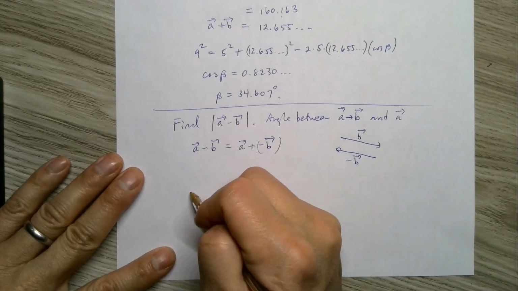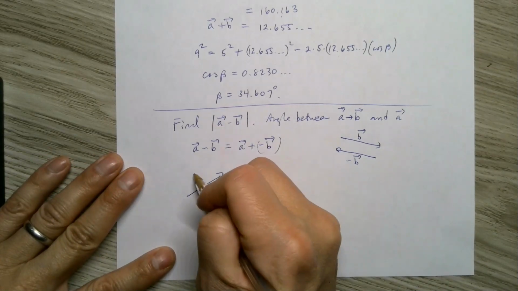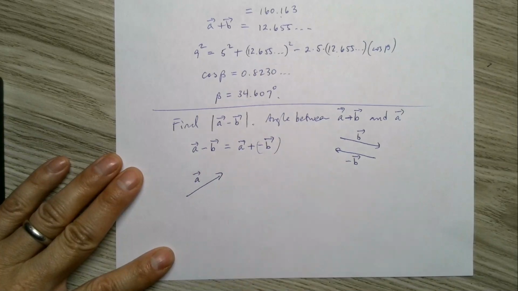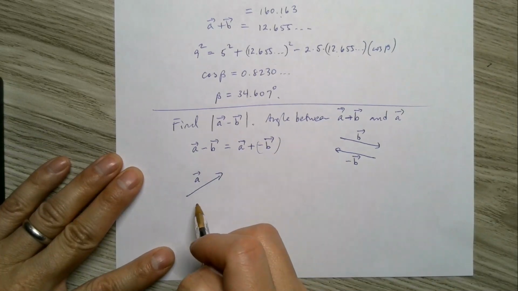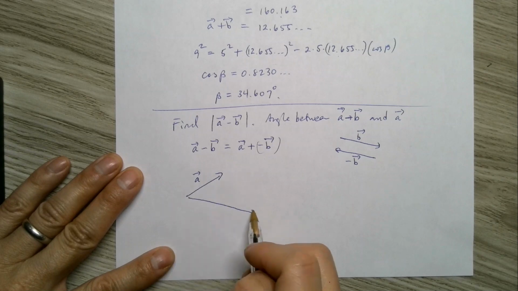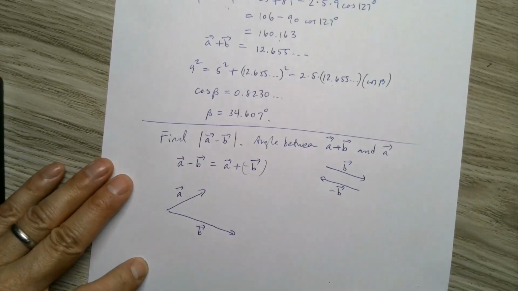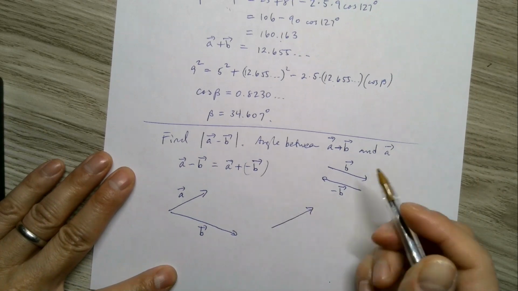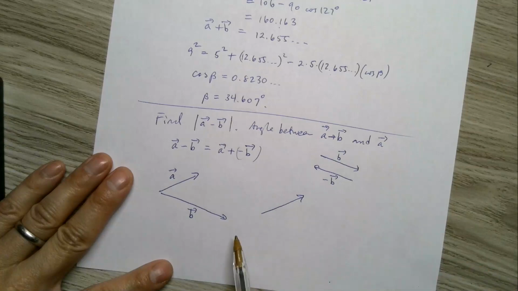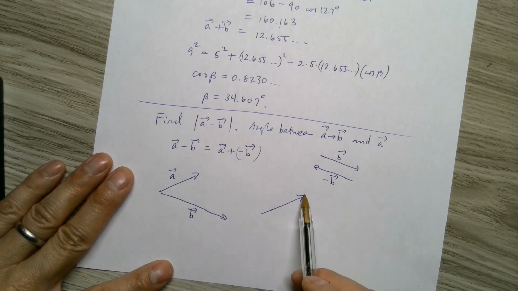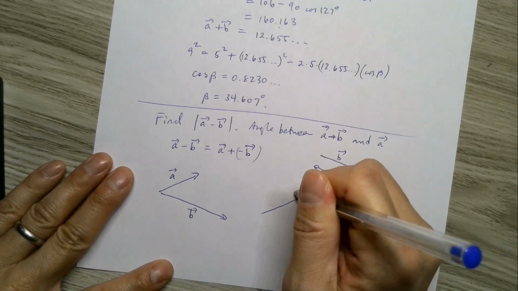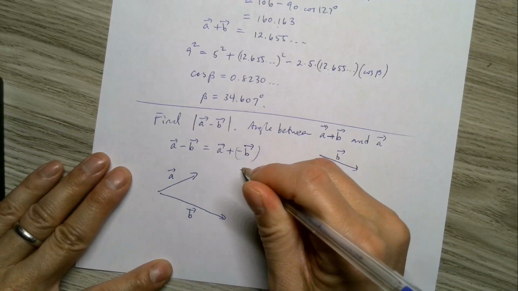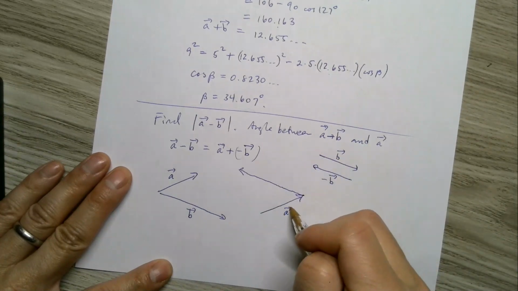So here's my original a, which has a magnitude of 5. Here's my original b, which has a magnitude of 9. So I'm going to draw a again here, and then I'm going to copy the opposite of b and put the tail of it on the head of a. So that would be right there.